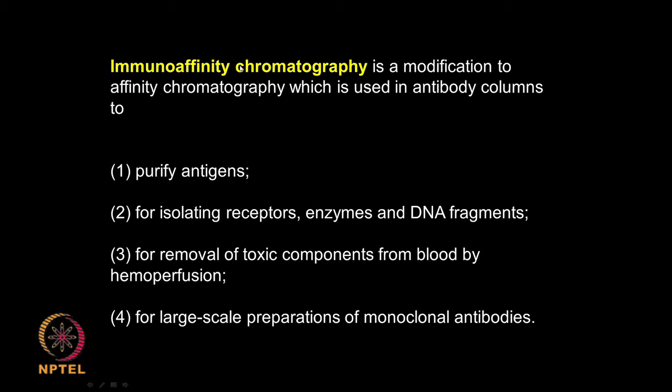Now, let us look at immunoaffinity chromatography. This is a modification of affinity chromatography, where you are using antibody columns to purify antigens. That is why it is called immunoaffinity: isolating receptors, enzymes and DNA fragments, removal of toxic components from blood by hemoperfusion, and large scale preparation of monoclonal antibodies.